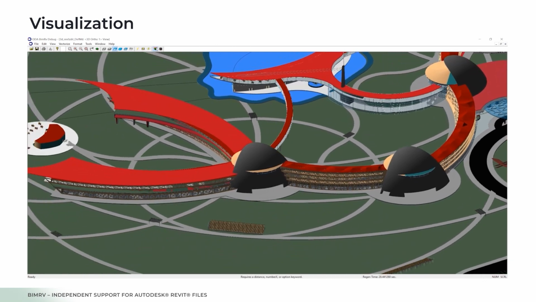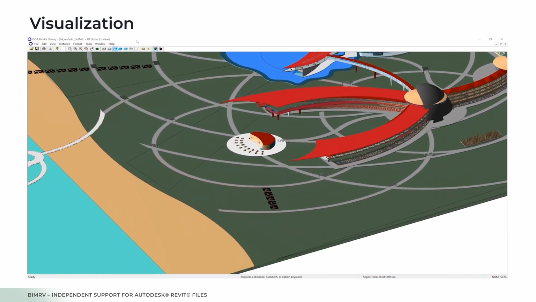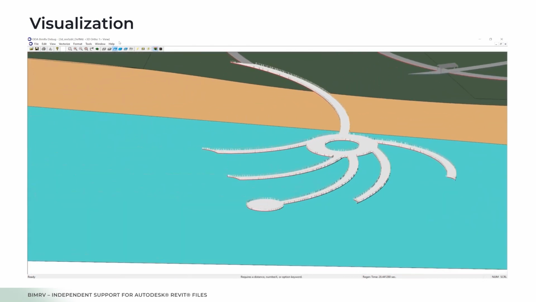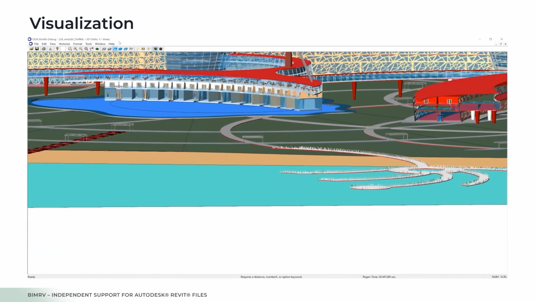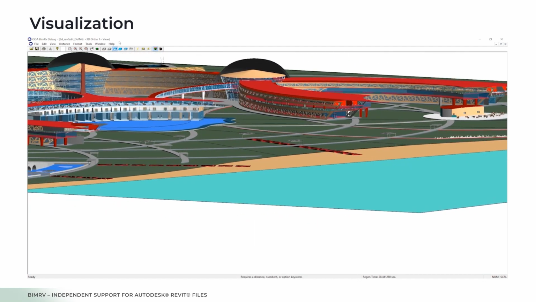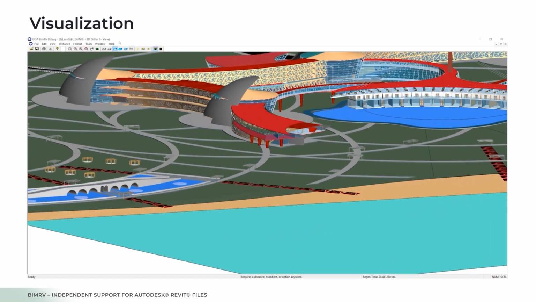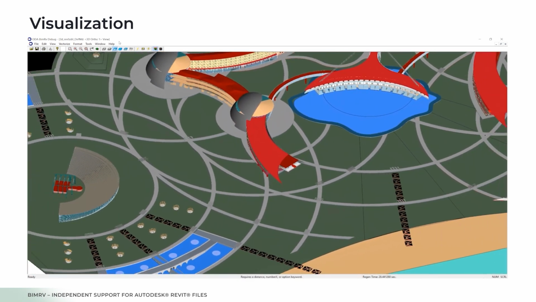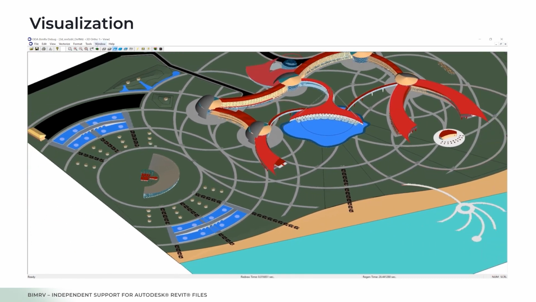I want to show visualization for several files. We draw all elements with geometry. BIM-RV supports materials that can contain data for different visual styles like fill patterns, textures, colors, and so on. On the screen you can see an example of a complex model with a set of buildings. This is an example of a shaded visual style. And another example of a complex file in realistic visual style.